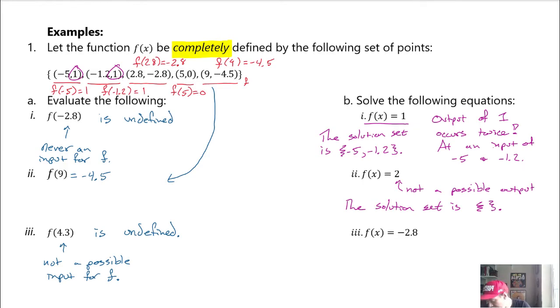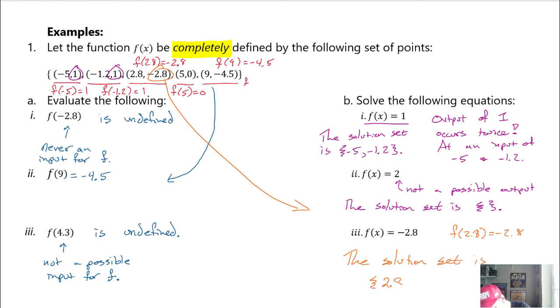All right, one more here. We want to solve the equation f of x equals negative 2.8. And here we just see that output a single time in that third point. The input for that is 2.8. So f of 2.8 equals negative 2.8. So the solution set is the set containing just the number 2.8. That's the only solution to this one.